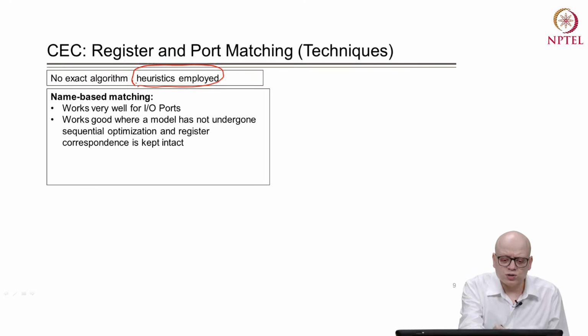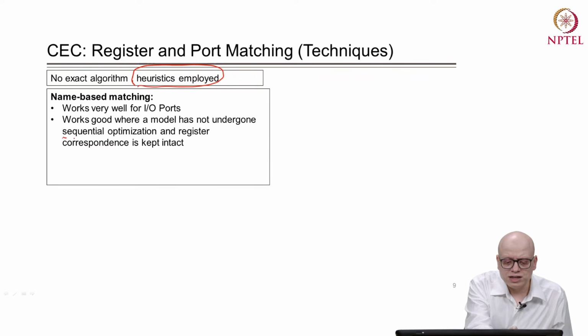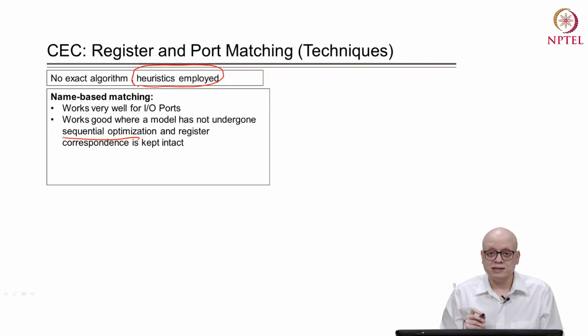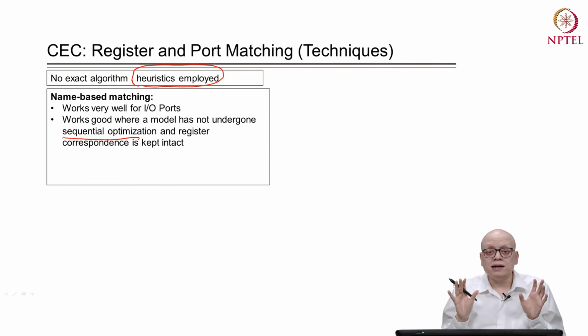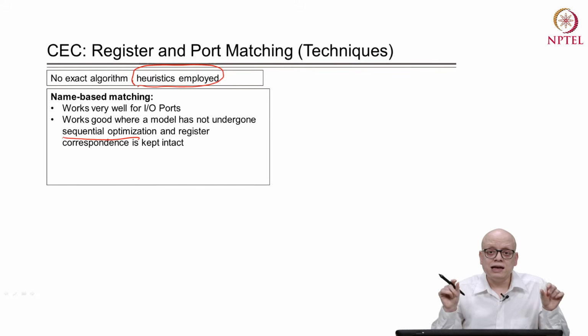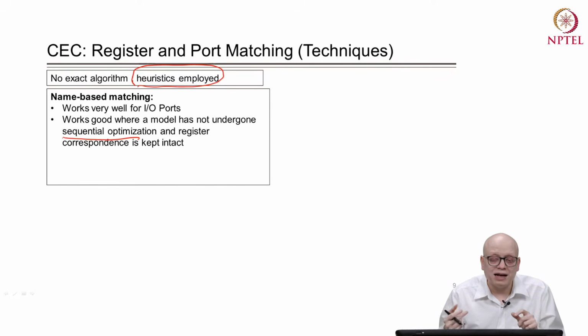There also it works well where a model has not undergone sequential optimization and register correspondence is kept intact. If the registers are there and sequential optimizations have not been done in our design, then there will exist a correspondence between the state elements or flip flops, and we can find those correspondences using names, right. Most of the time that works.